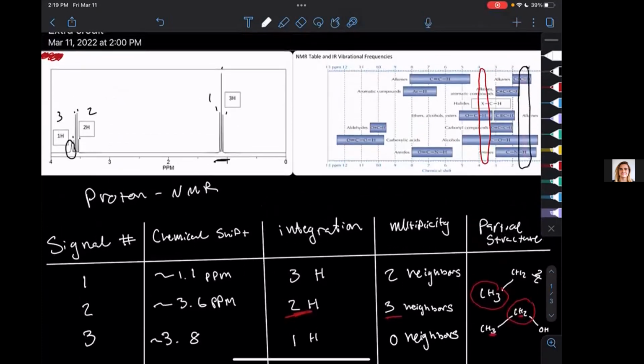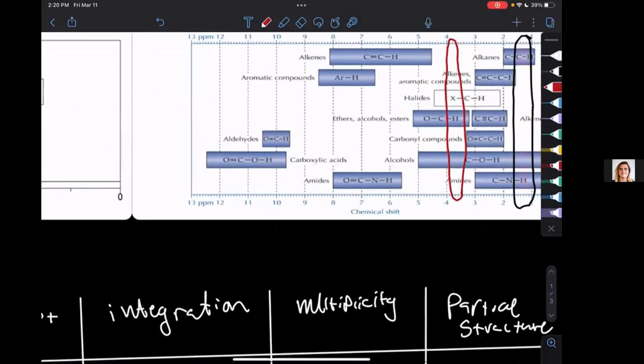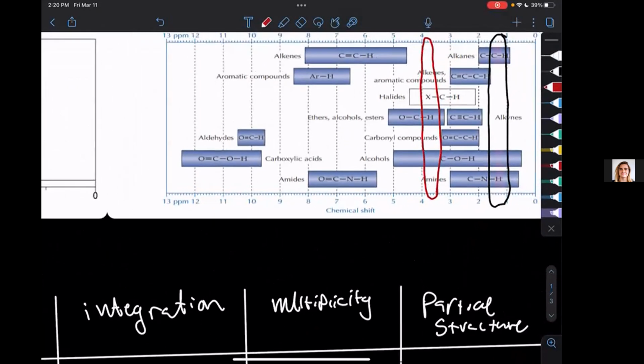Now let's look at our data. So it says we're looking at about 3.6 to 3.8. So we're going to be very similarly in this range, just about right here. So I think it's going to be safe to say that we're looking at about either an alcohol or an ester once again.